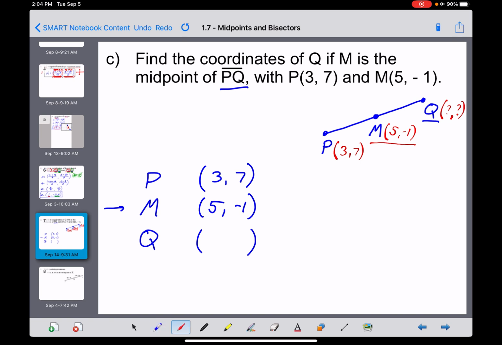Well, check it out, guys. All you have to do is follow patterns here. How do you get from 3 to 5? By adding 2. So now you're going to do the exact same thing here again. You're going to add 2 to the 5, and 5 plus 2 is going to get us 7 for our x coordinate there for point Q.